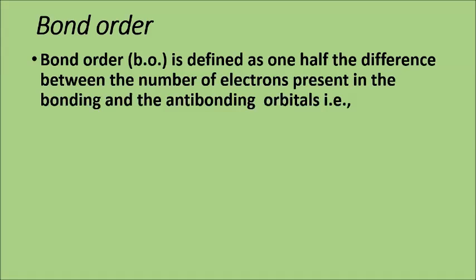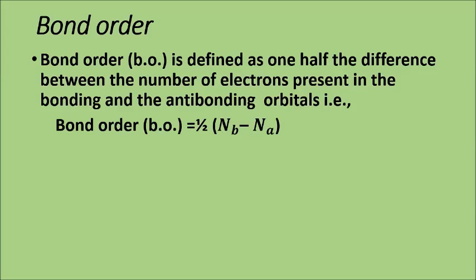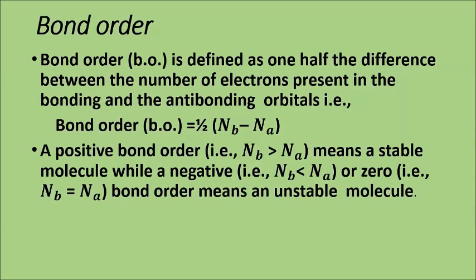Now let's see the next topic, bond order. It is defined as one half the difference between the number of electrons present in the bonding and the antibonding molecular orbitals. If we write an expression, bond order is equal to half into (Nb minus Na), where Nb and Na are the number of electrons in the bonding molecular orbitals and antibonding molecular orbitals.